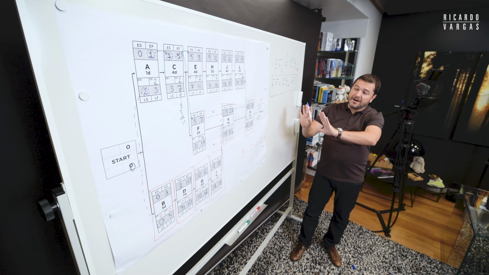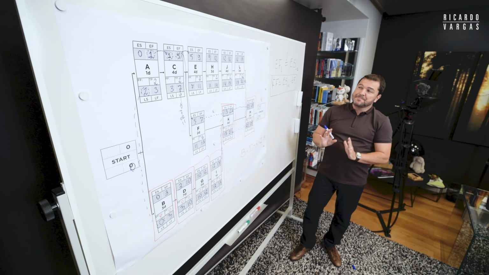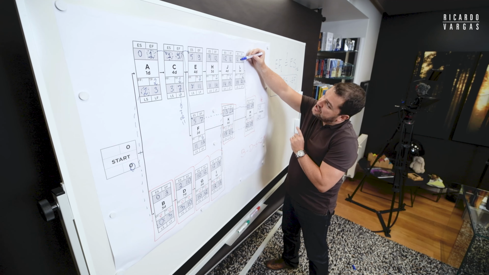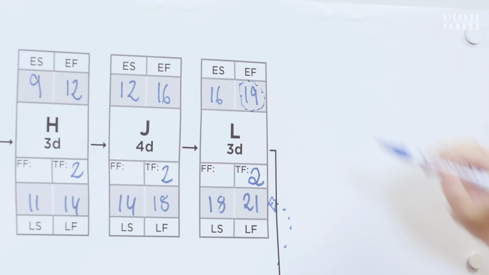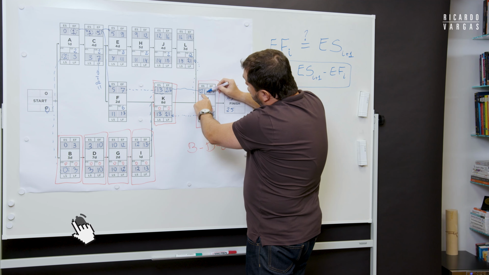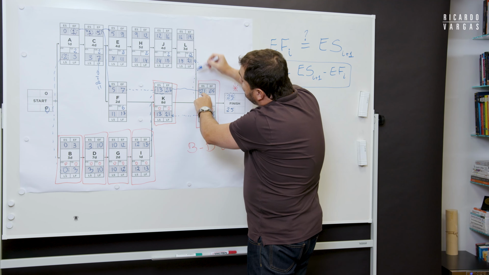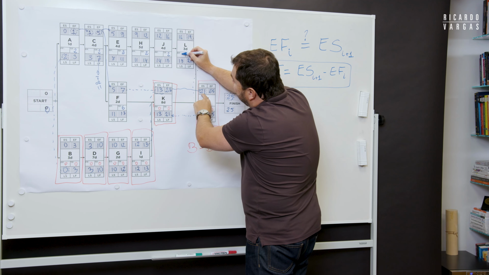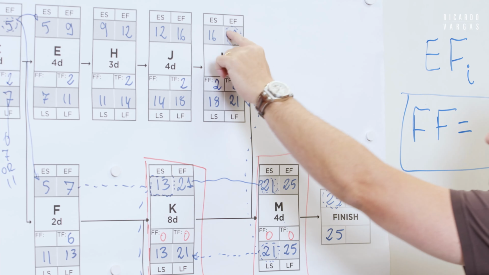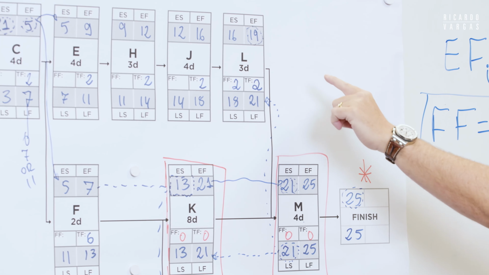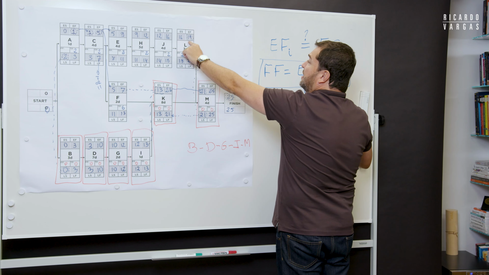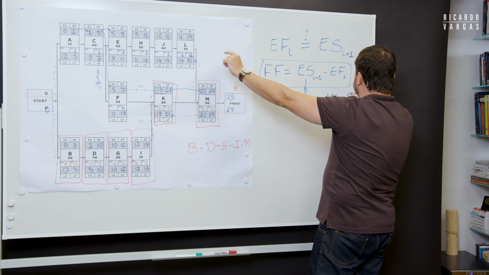I'm much more keen to understand, okay? So look at this, 19 is the early finish, but this one will start only on 21. So there are 2 days here, but these 2 days belong to L because it's the last one in the chain. So the free float of L is 2 days because early start of this, 21 minus early finish here, 19 is equal to 2.